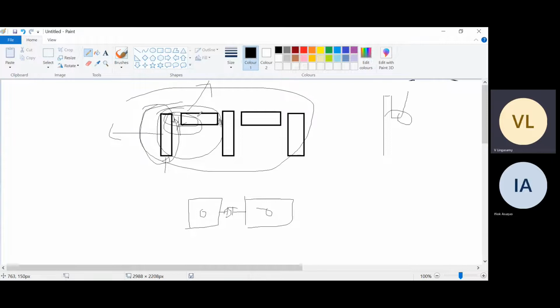If you are connecting this one, it will operate at a different frequency, right?